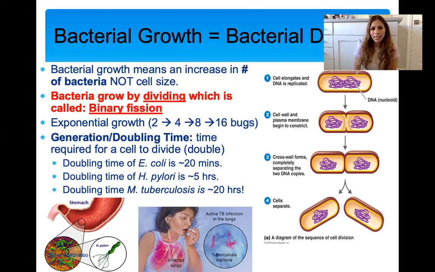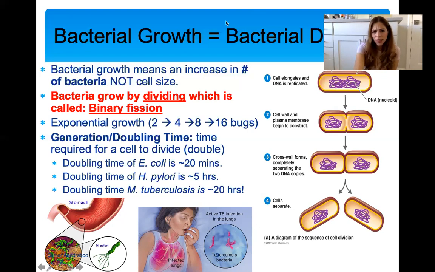And the time it takes for a bacterial cell to divide or double, in science we call that the generation time or doubling time. It means the same thing. Doubling time seems like a better term for it, but we say generation time a lot of times. It just means how long it takes for a bacterial cell to divide or double.